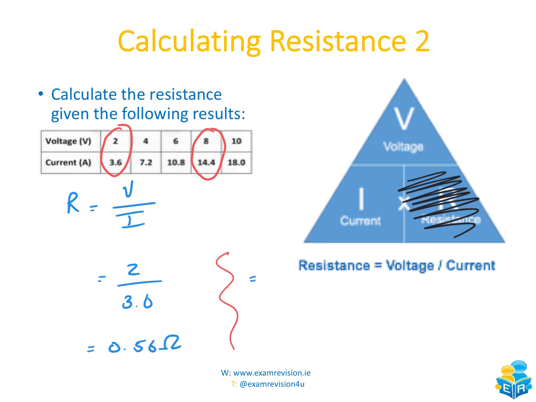Exact same way over here. What was the voltage? We had 8. The current that was linked to that was 14.4. And if you work that one out in your calculator, you will also get 0.56 ohms when we round up. So it doesn't matter which set you pick once they're linked to each other. You can't randomly pick a voltage of 2 and pair that with a current of 10.8. They have to be linked to each other, but it doesn't matter which ones.